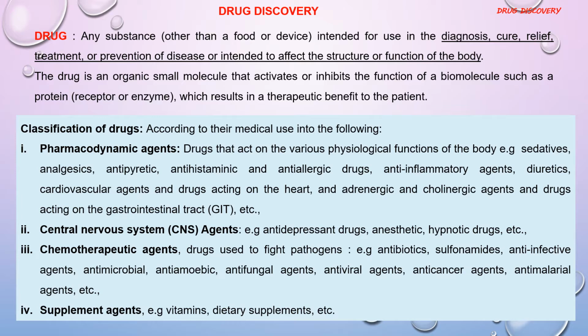Chemotherapeutic agents are drugs that help to fight pathogens. Example, antibiotics, antiviral, antifungal agents. Supplement agents are vitamins or dietary supplements.